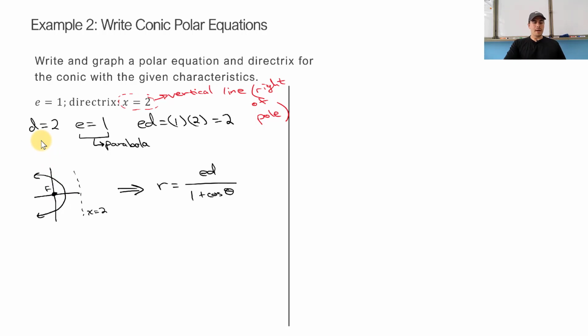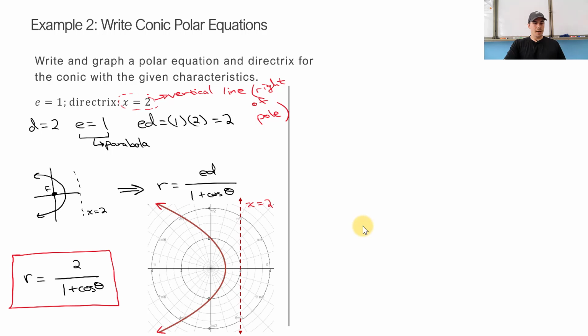So now I can see that my general form is going to look like ed over 1 plus cosine theta. I know what ed is, so let's substitute that in, and I get r is equal to 2 over 1 plus cosine theta. Again, my e is 1, so that could be 1 cosine theta here, which we can just write as cosine theta. I'm not going to go through the process of graphing for time's sake, but our parabola will look something like this. You pause the video and see if you can write and graph a polar equation and the directrix for the conic here with these given characteristics.